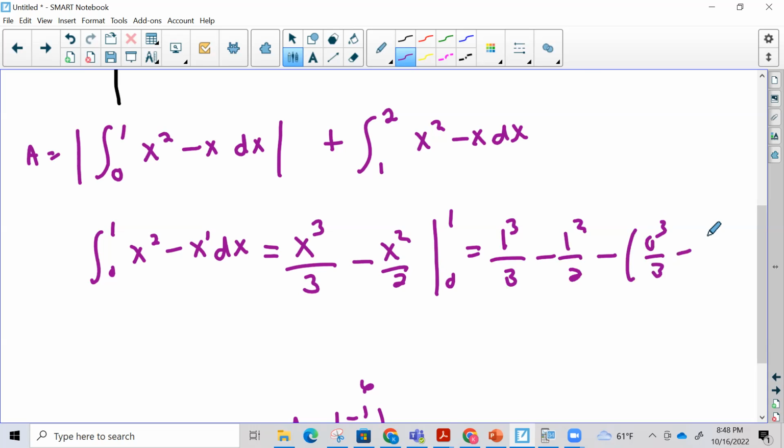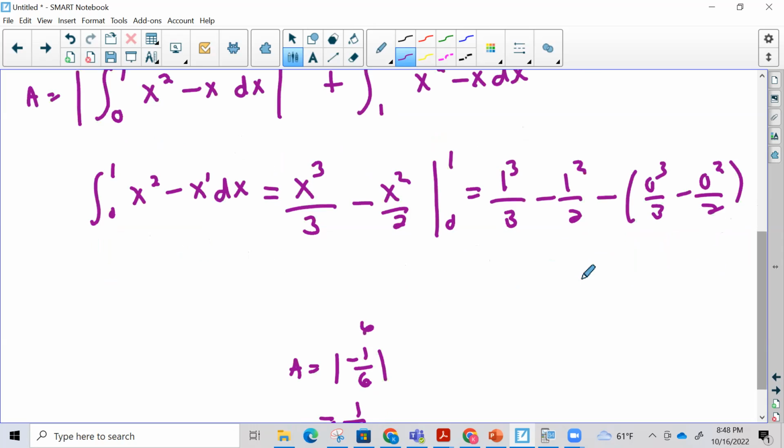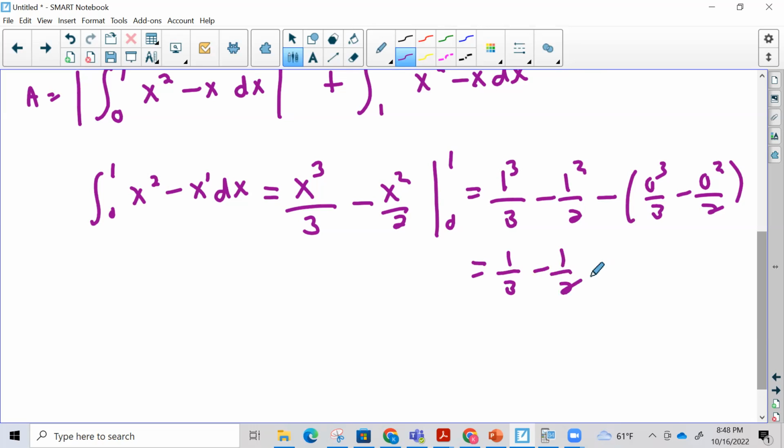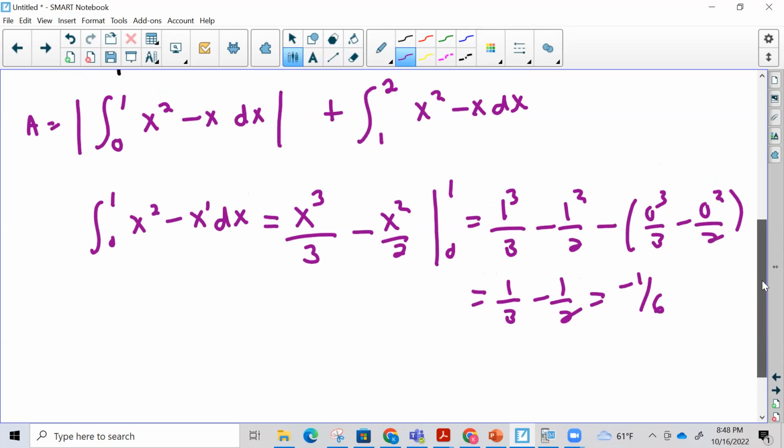Some of you might be able to tell right away that our lower bound is just going to be 0 because it's in every term, which is perfectly fine. You can not put that if you want. So we get 1/3 minus 1/2, because this is 0, which is -1/6. And we knew it would be negative because it's below the x-axis. So remember, for this part, when we're doing the area, we will have to take the absolute value of that. Let's find the other integral first and then come back to that.